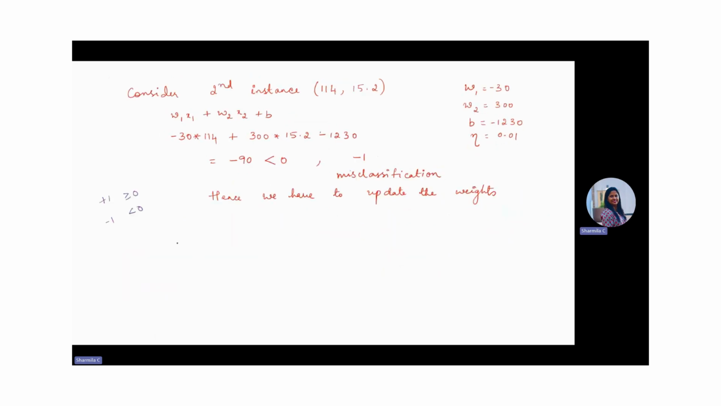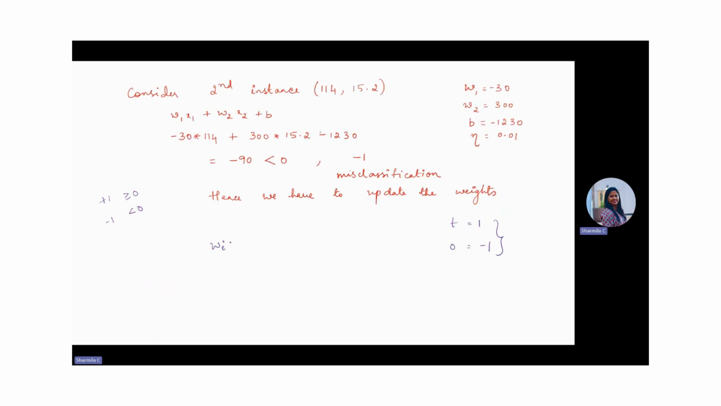The obtained output is -1, but the target output is 1. So the target output is 1, the obtained output is -1, which is not correct. Because both the values must be the same, here we are going to update the weights. Fine. Now how are we going to update the weights?